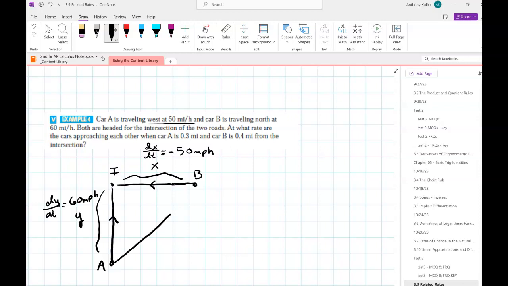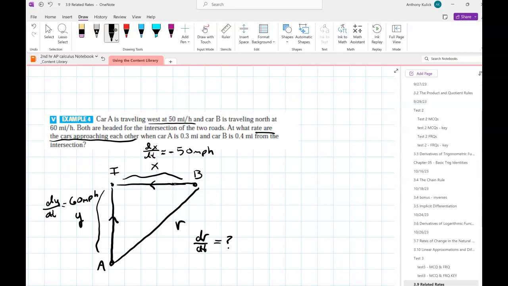And then we'll call this distance between them r, and that's changing with time. That is not constant. As the cars get closer and closer together, that distance will be changing as well. So we'll call dr/dt the rate at which those two cars are approaching each other. That's the variable I'm looking for.